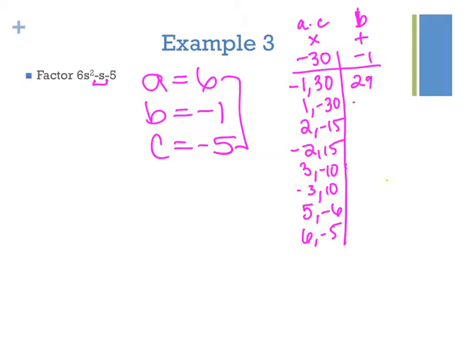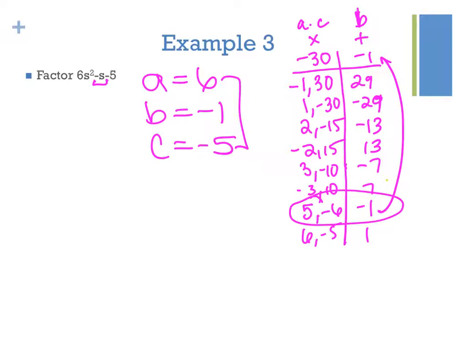This is 29, negative 29, negative 13, 13, negative 7, 7, negative 1, positive 1. So it looks like positive 5 and negative 6 are the magic pair because when I add them, I get negative 1, and when I multiply them, I get negative 30.